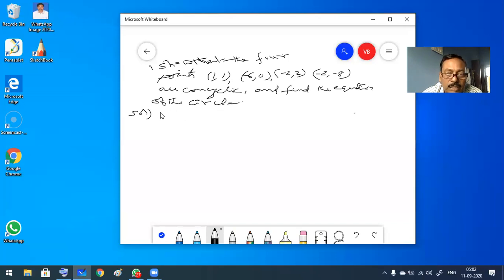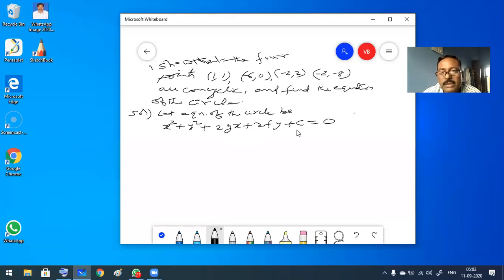So let the equation of the circle be x square plus y square plus 2gx plus 2fy plus c is equal to 0. This is the general equation of the circle. We consider this as equation 1.